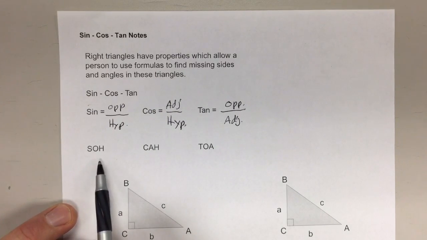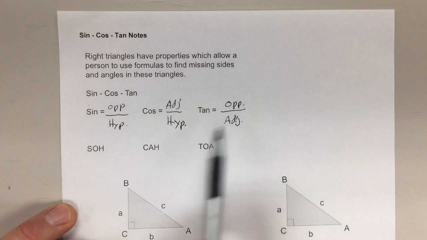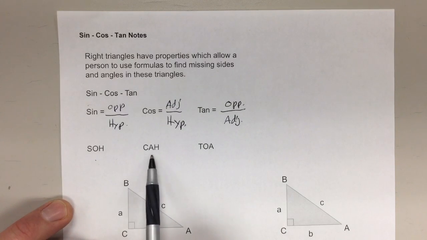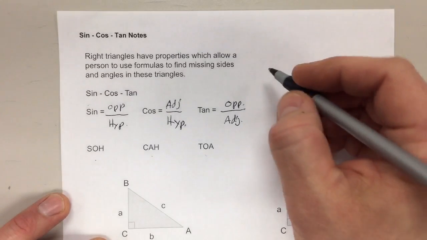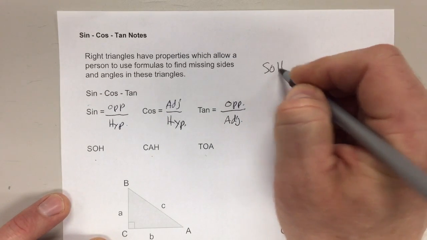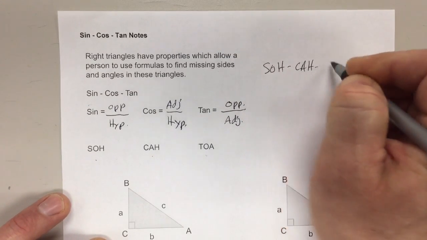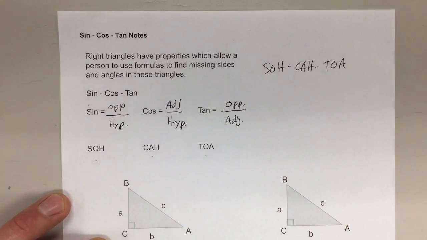There's a famous saying to help you remember the different combinations: SOH-CAH-TOA. And many times students will just simply write this at the top of their paper when they start a homework assignment because it makes it easy to remember.